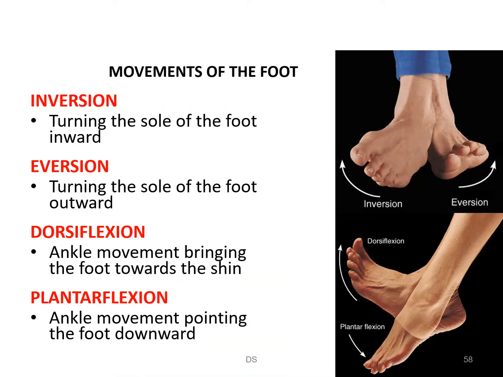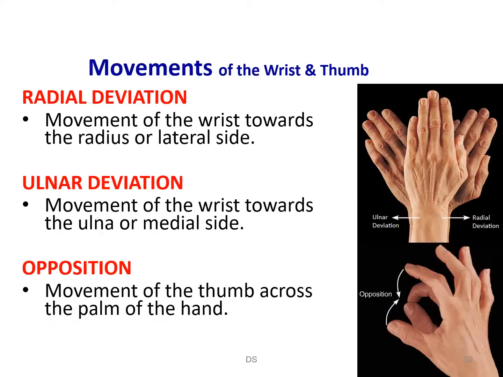The other special movements in the foot region are inversion and eversion, dorsiflexion and plantar flexion. This is the dorsal surface of our body. If we move towards the dorsal surface, that flexion is dorsiflexion. This is the plantar side of our body. If we flex towards the plantar side, that flexion is plantar flexion. There is also moving towards the middle, inversion, and away from the middle, eversion. These are the special movements found in our foot.